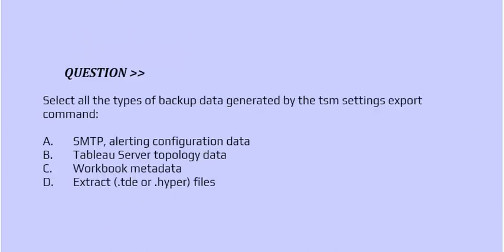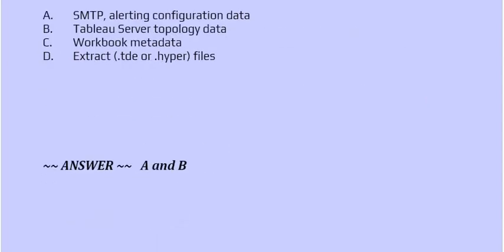Next question is, select all the types of backup data generated by the TSM settings export command. Option A. SMTP alerting configuration data. Option B. Tableau Server topology data. Option C. Workbook metadata. Option D. Extract .tde or .hyper files. Correct answer is option A and option B.